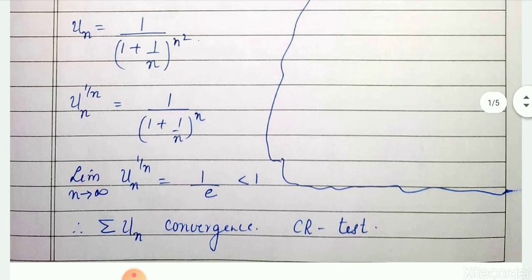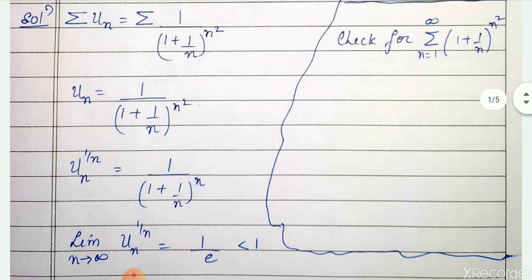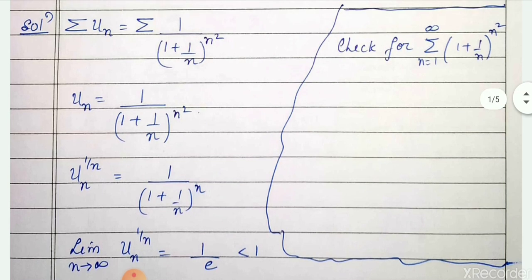Now you can also try this example which I mentioned here. Check for sigma n equal to 1 to infinity (1 plus 1 by n) raised to n square. Check the convergence or divergence for this positive term series.